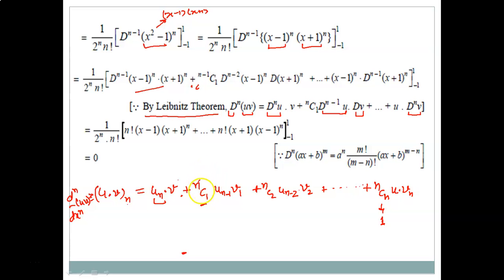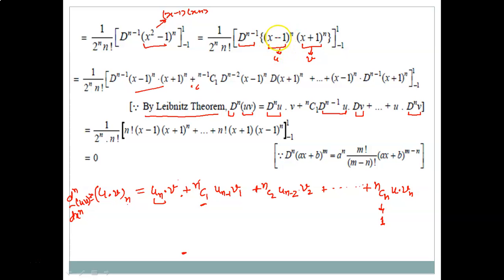I am telling this because in this case, at this step, this is in fact u and this is in fact v. And this is the n minus 1th derivative of the product of two functions now. So you should apply here the Leibniz theorem of differential calculus. That will give you the term outside this bracket remaining the same. Now in place of u, you are having this.